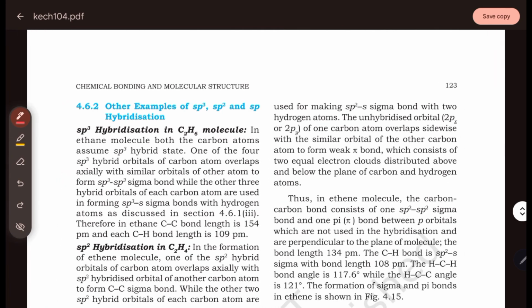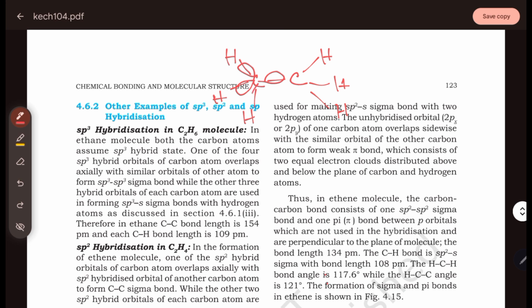These are the other examples of sp3, sp2 and sp. C2H6 is what? Ethane molecule. It is like this. Carbon-carbon bond. This is C2 and H6 is like this. So CH3 and CH3. It is like this. So each carbon atom is sp3 hybridized. So these are the lobes.